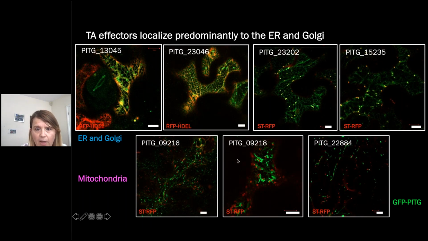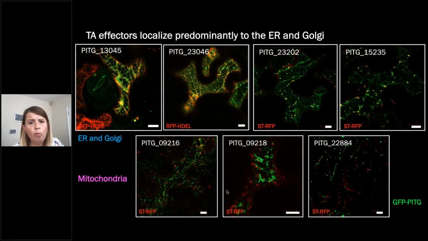I should say that 09218 has previously been published as going to the mitochondria, and it shows extensive similarity to 09216. So as a strategy, this worked really well, and we've now got a set of ER targeted effectors, which we're currently working on identifying the host target in the plant.